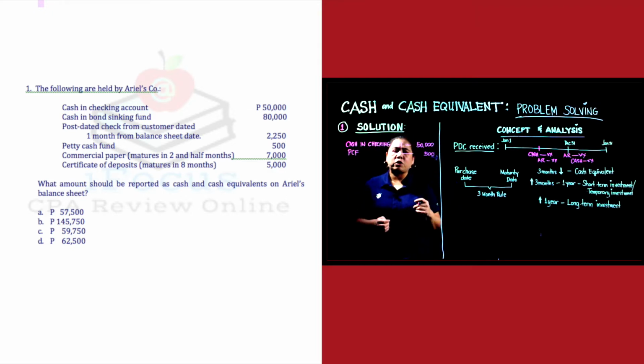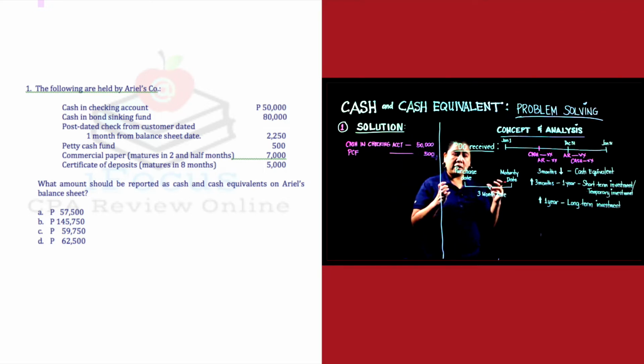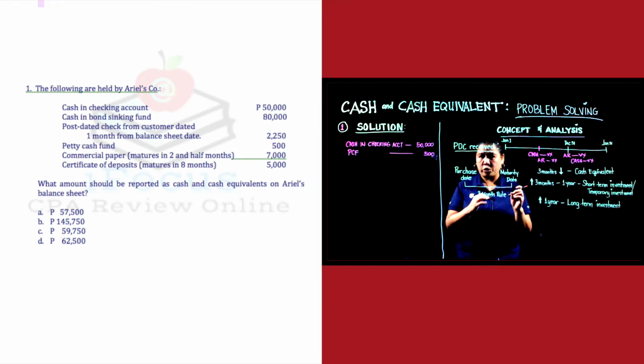Item number 5 is a commercial paper. Alright? Matures in 2.5 months. Alright? This is considered as a cash equivalent. So, to be considered as a cash equivalent, kailangan nagpo-fall siya sa 3-month rule from the purchase date up to the maturity date.